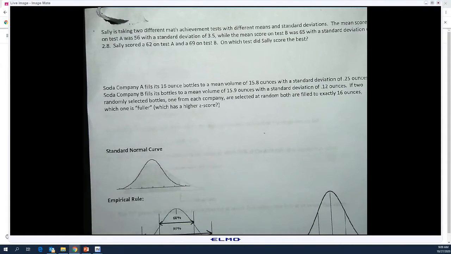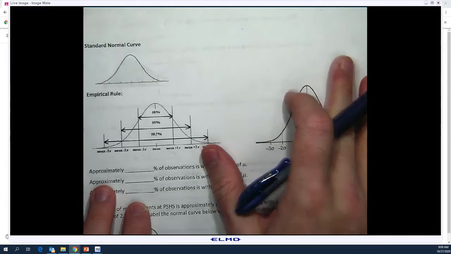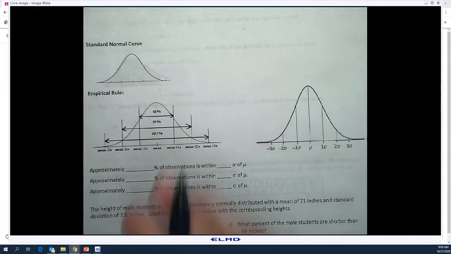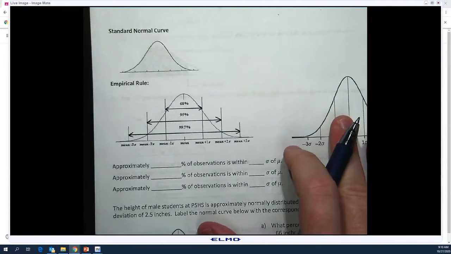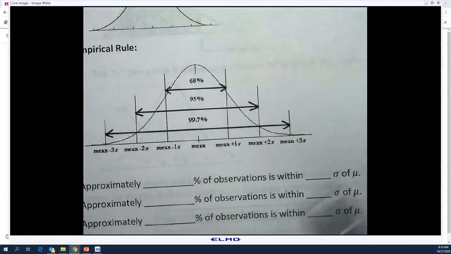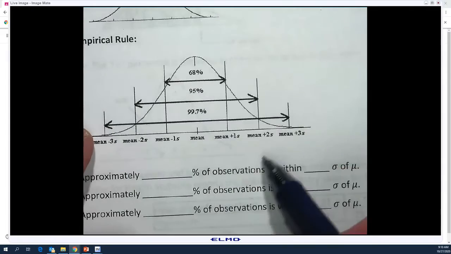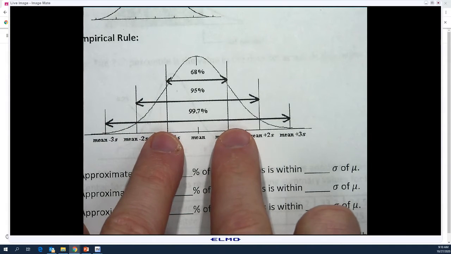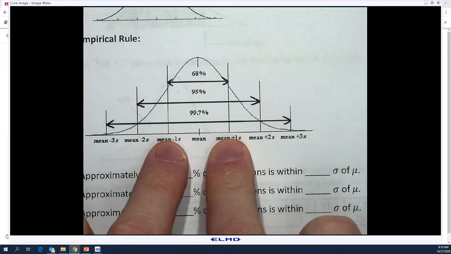All right, so next up, we're going to be talking about the empirical rule. And there is a calculator thing we can do, and I'll show you it very briefly. But the main idea of the empirical rule is that these are fixed percentages. So let me zoom in. If you have a normal curve, then approximately 68% of your data will be between 1 deviation below the mean and 1 deviation above the mean.